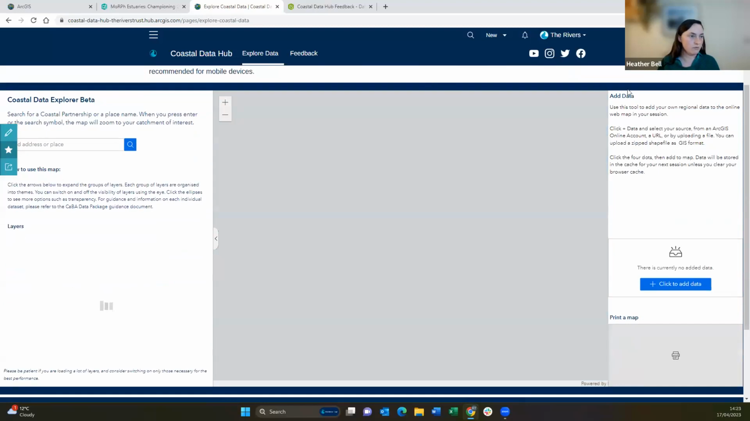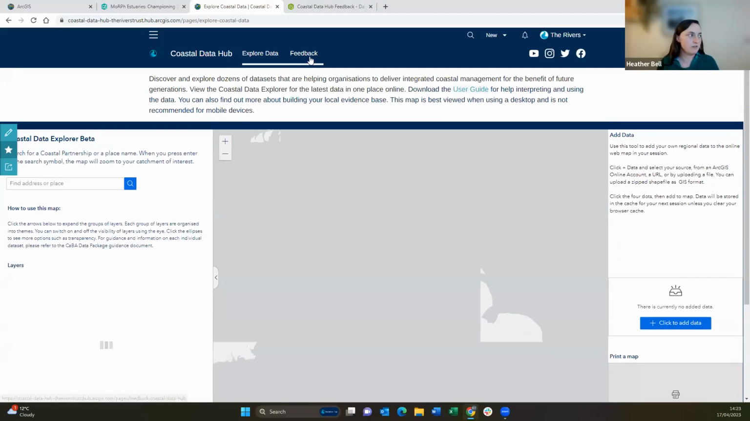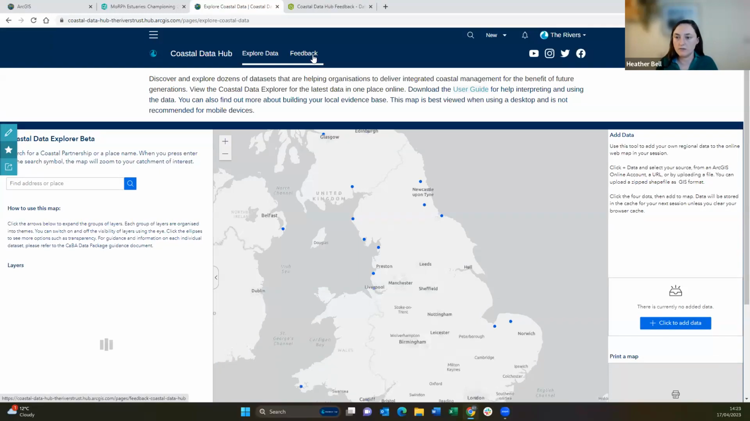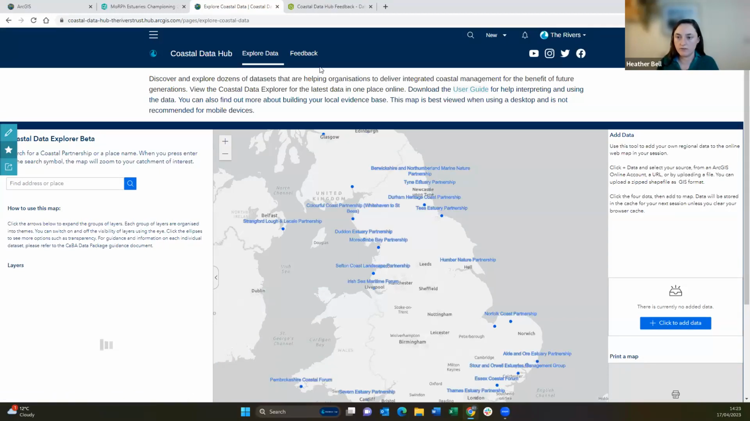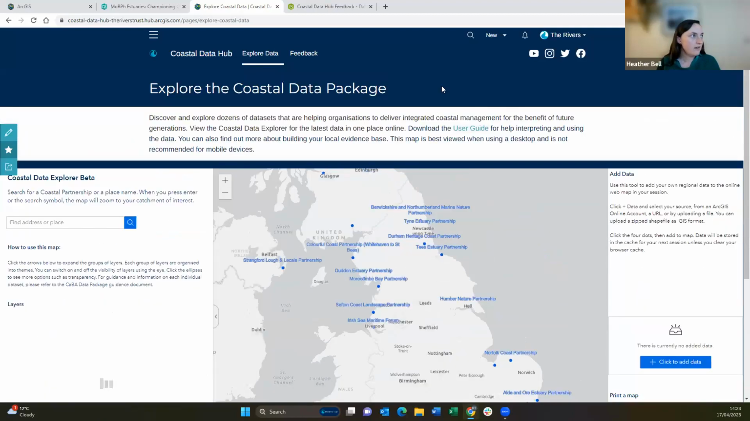And what would be really useful as well is if you have time, there's a feedback tab to say what kind of data you're using in your field, what's going to be really useful for you to have on there. And that's about it really, so we can move on to the next person. Thank you.